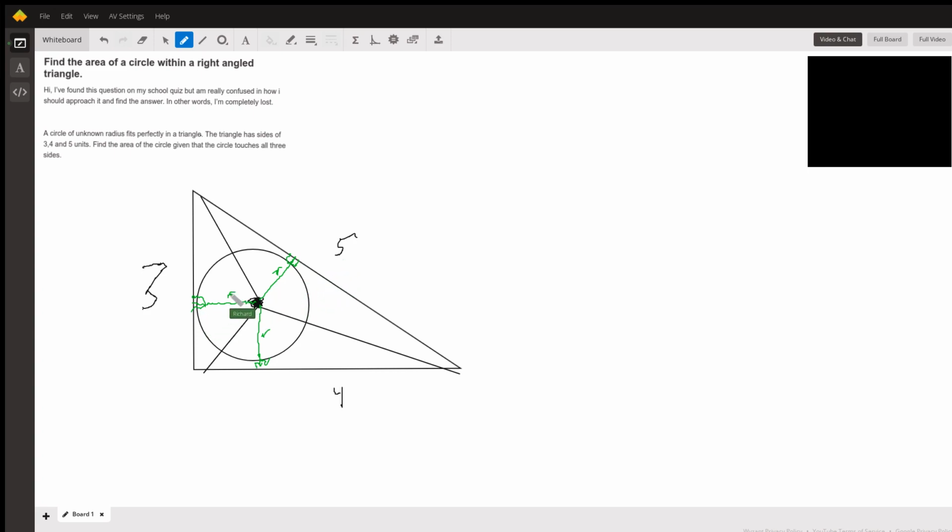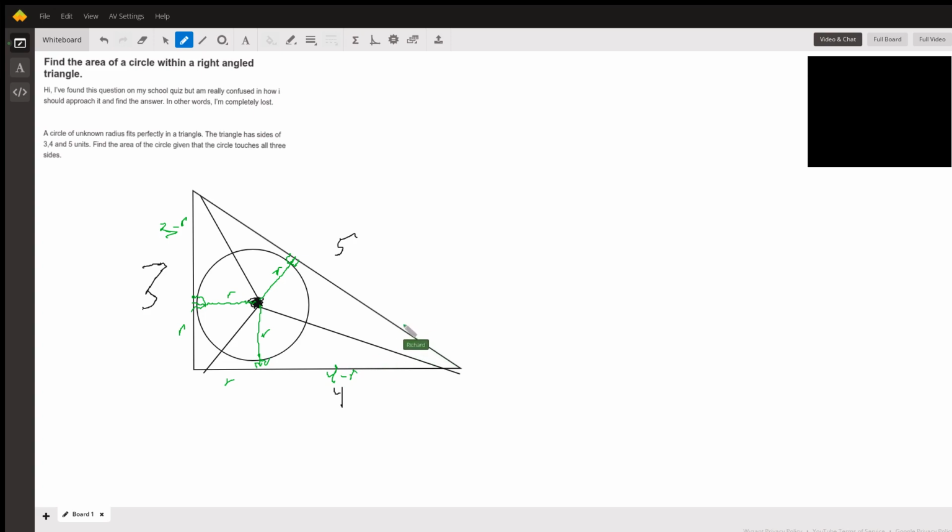Now, if you notice here, we have a radius and a radius, so we have a four-sided figure, and these are right angles, and so this is obviously a square, so we can fill that in with R and R. And now we can fill this line segment here with 3 minus R. And we can fill in this line segment with 4 minus R, because the entire length is 4, from here to here is R, so that has to be 4 minus R. Okay.